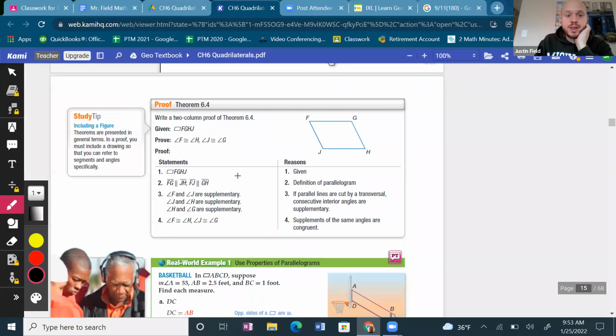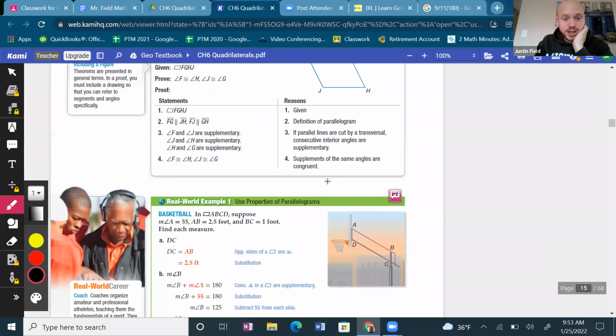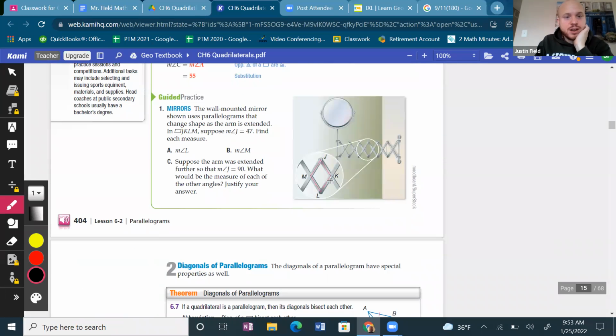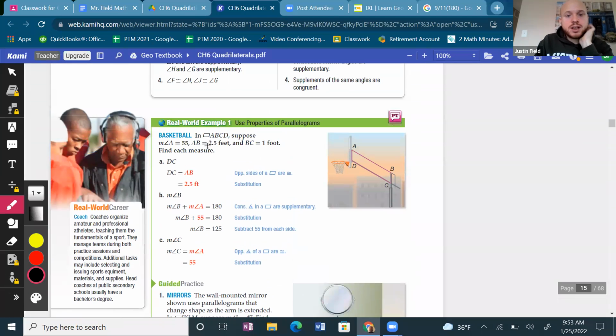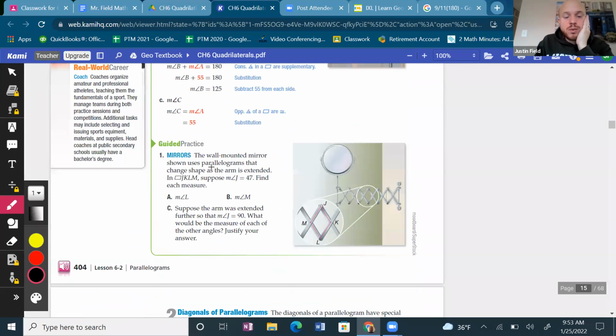And guess what? We're going to be doing a little bit of proofs in this chapter, but not as many as when we did triangles. All right, so let's look at these properties, and a lot of it will be algebra, won't be bad.